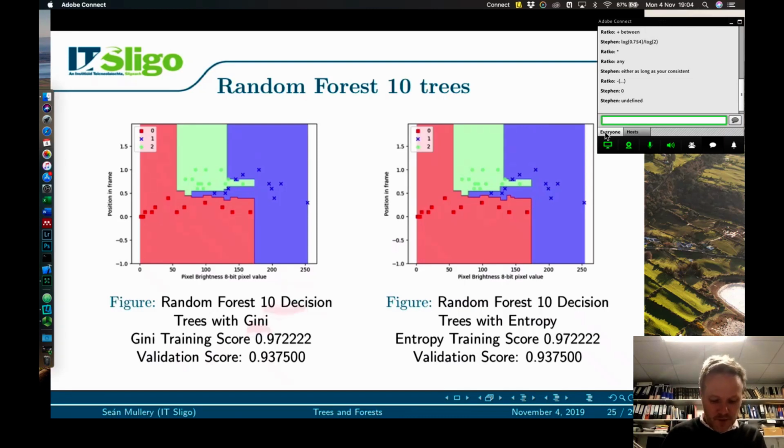If I use Gini, I got a Gini training score of 0.9722 and a validation score of 0.9375. If I use Entropy, you can see I've got the exact same training and validation scores. Again, don't be too surprised at this. Of course, the point is I'm using so little data here that it would be surprising if these things didn't almost come out the same. But the important point is that even though Entropy and Gini threw up different scores, as we said, they optimize very similarly. You can look at this carefully to see if you can spot any differences.